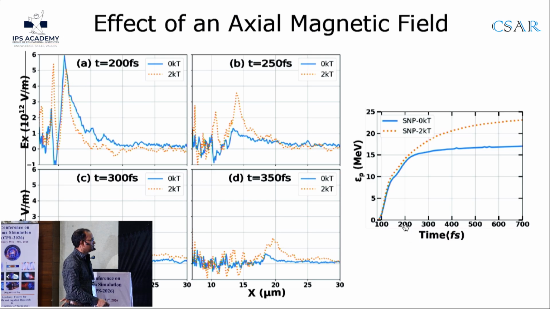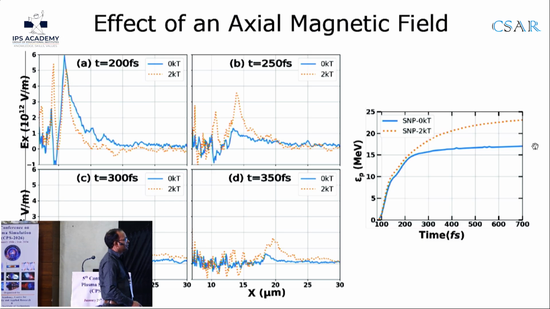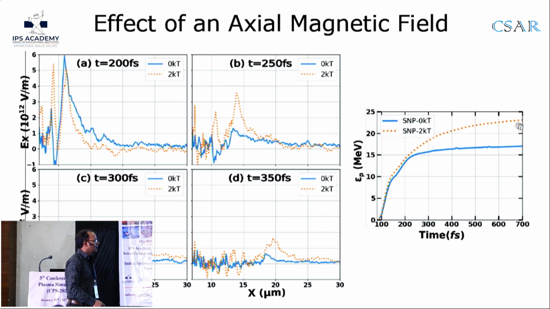but the sheath field with the magnetic field survives. And that is why, if you look at this cutoff energy with time, you can see up to 100, 150 femtoseconds this is the same, but as you go ahead with time, you see that there is a jump in the acceleration of protons with the magnetic field.